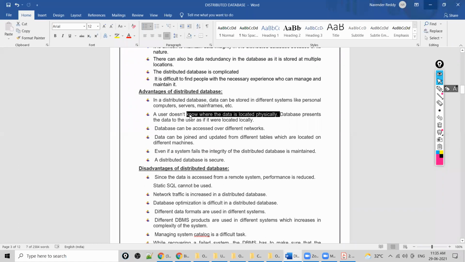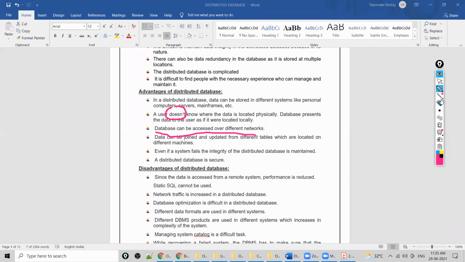A user does not know where the data is located physically. That means the user does not know the data location. Next, the database can be accessed over different networks, and through different networks also we can access the distributed data.